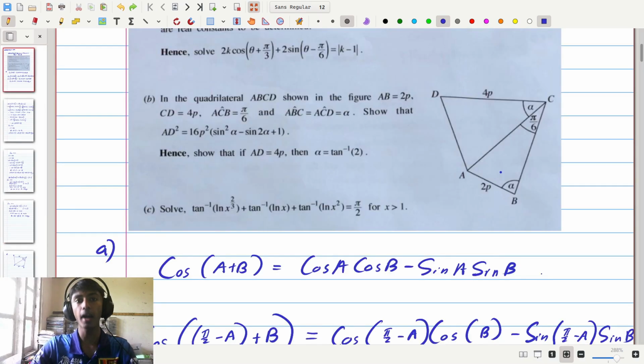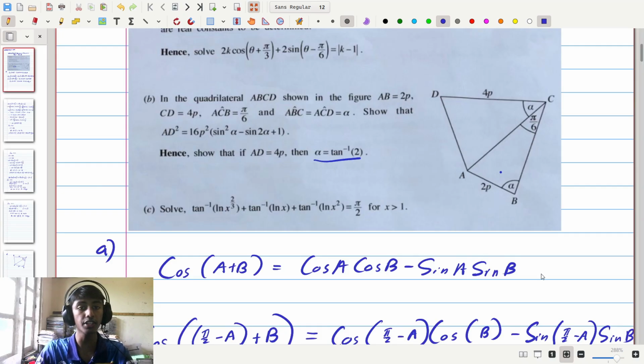Now moving on from part A, if we go to part B, it says, in the quadrilateral ABCD shown in the figure, AB length is 2p, CD length is 4p, and angle ACB is pi by 6, and angle ABC is equal to angle ACD is equal to alpha. Now given this information, we are asked to show that AD squared is equal to 16p squared times (sine squared alpha minus sine 2 alpha plus 1). And then we are asked to hence show that if AD length is equal to 4p, then alpha is equal to tan inverse of 2.